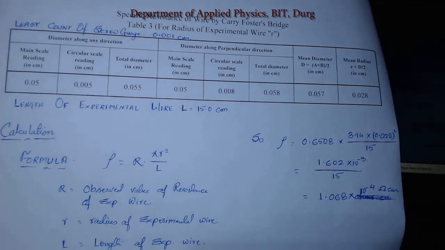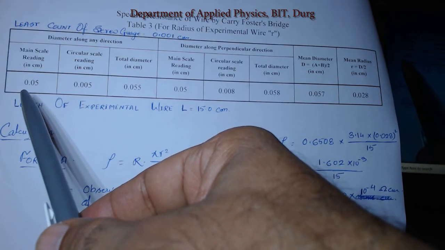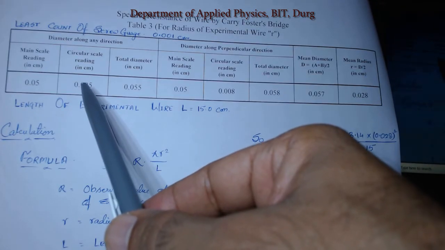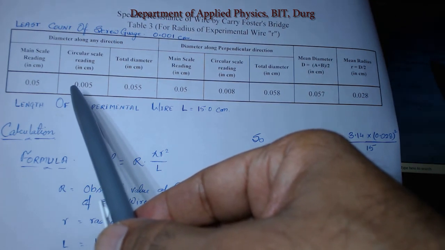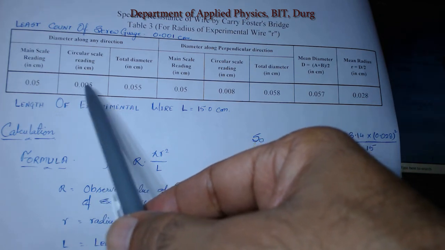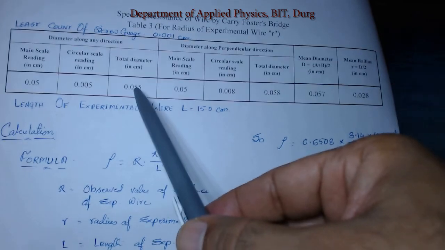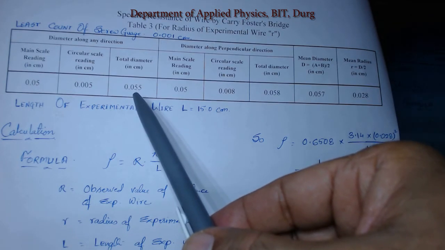Now this is the reading of the diameter of the wire. The main scale reading was 0.5 mm, which is equal to 0.05 centimeter. The division on the head scale was equal to 5, so it is 5 multiplied by 0.001, which comes to be 0.005. This 0.005 added to this gives us the value of 0.055. This is the diameter along one direction.